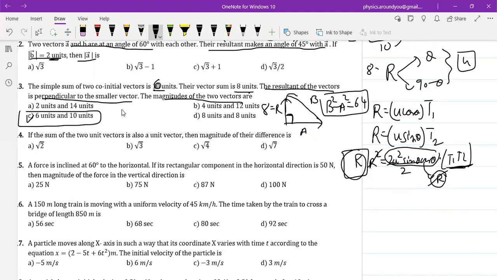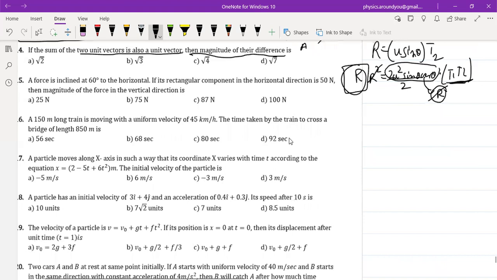So the information they have given is A plus B, just the sum of the magnitudes of the two vectors, is 16 units. The magnitude of the vector sum of A and B is 8. With this information, I need to find the magnitudes of A and B. Well, by looking at the triangle, B square minus A square is 64, and the only appropriate option is 6 and 10.